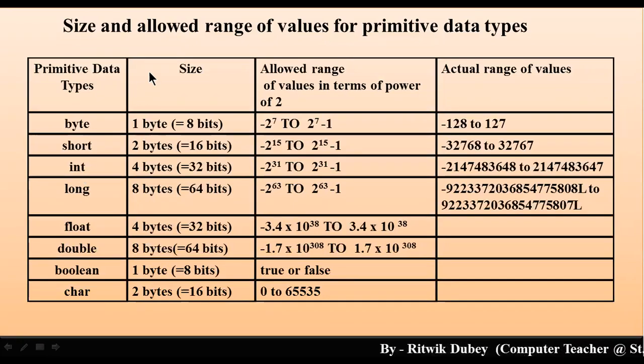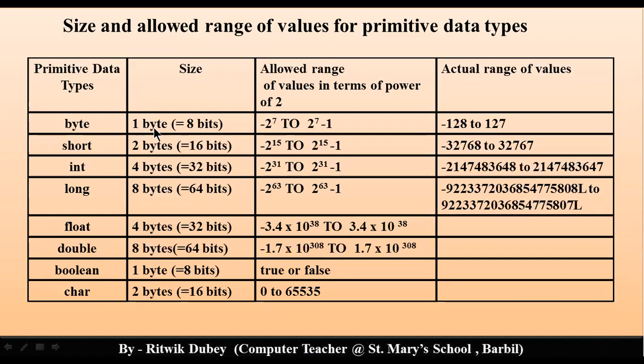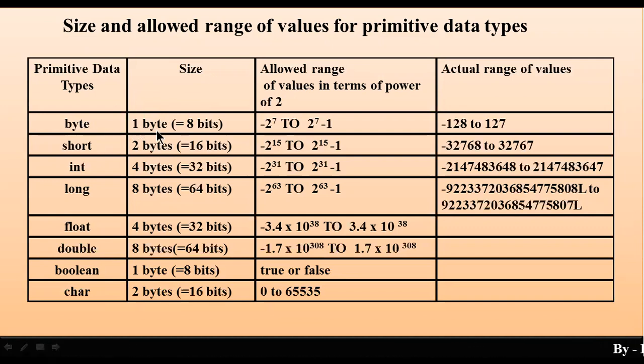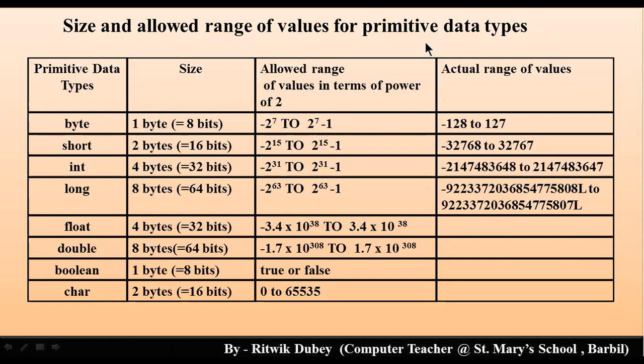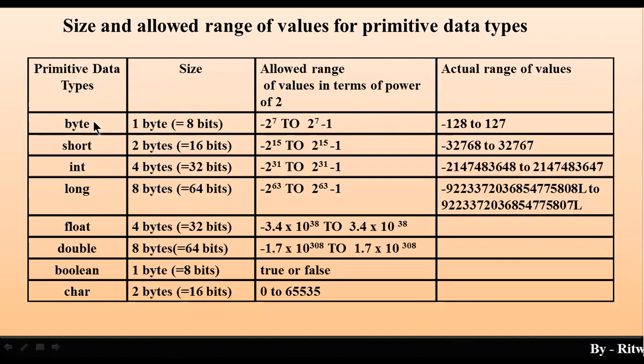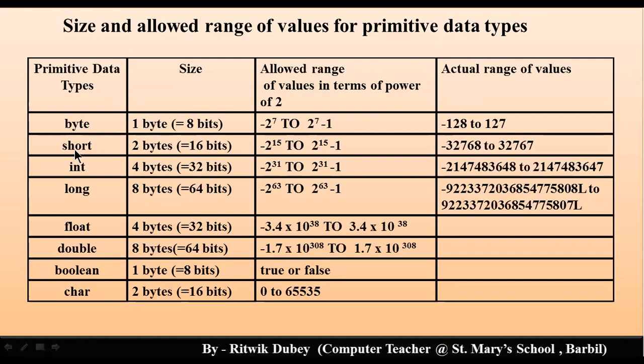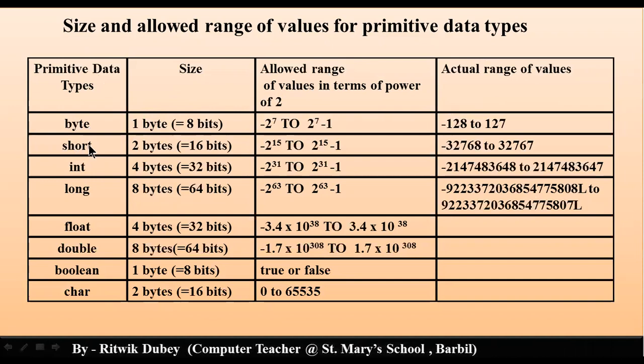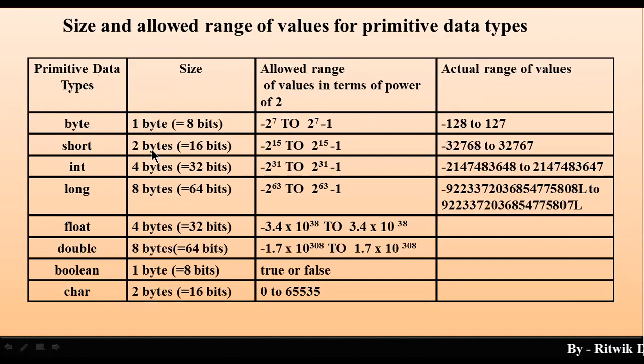The size allotted to the data type byte is 1 byte, and we all know that 1 byte is equal to 8 bits. Forget about these two columns, afterwards we will discuss. First of all, focus on these two columns, that is data type and their size. Now if the data type is short, the memory size allotted is 2 bytes.